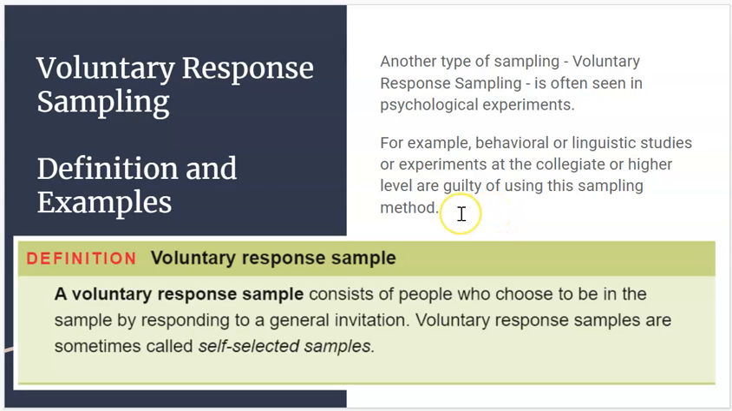In fact, I would probably say they're kind of related. They're not always related, but this is kind of another type of convenience where the people who are participating in your study want to, and because they want to, they are a little predisposed in their answers.